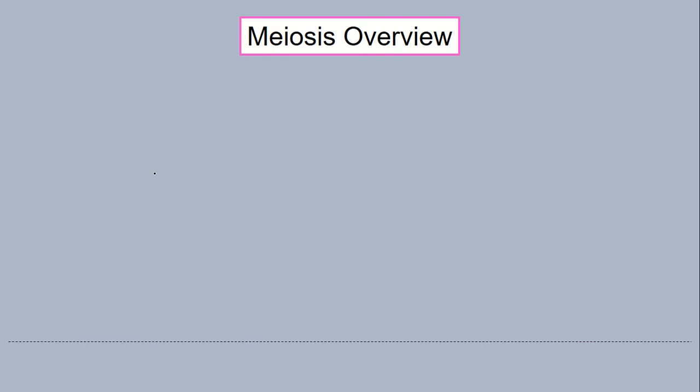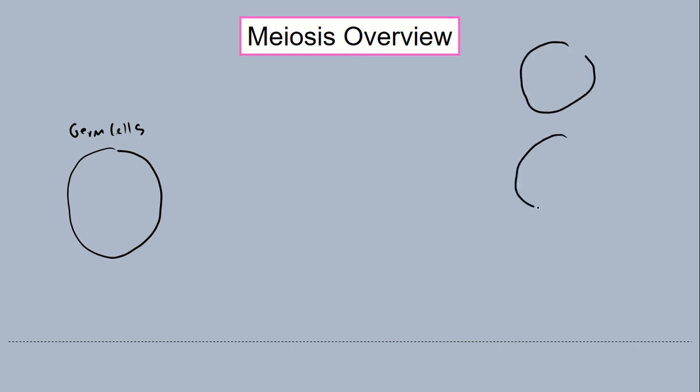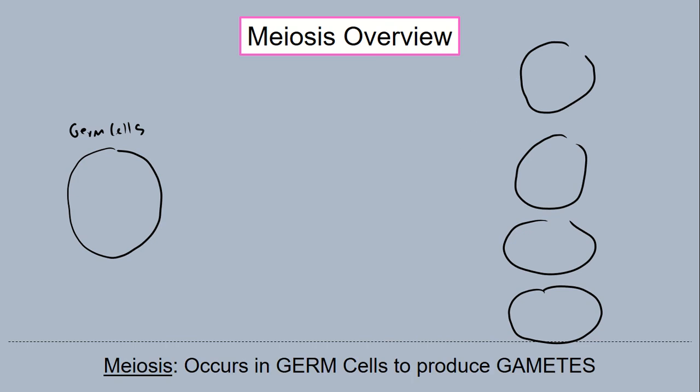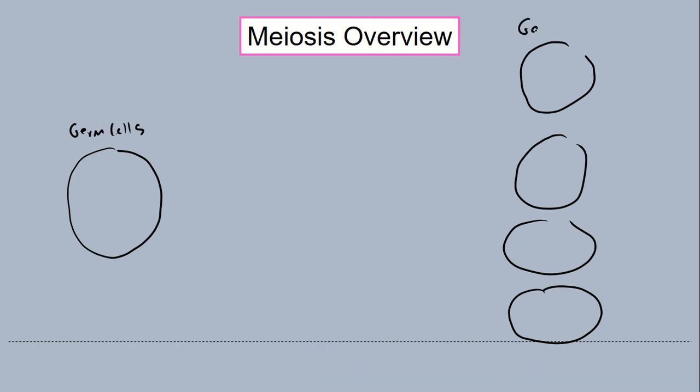Okay, so that's mitosis. Let's move on and give a broad overview of meiosis. Meiosis similarly starts with one cell, in this case germ cells. But the end product of meiosis is four cells. Hopefully you're familiar with what these are. The four cells that come out of meiosis are known as gametes.